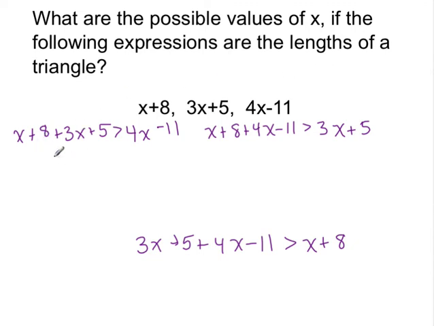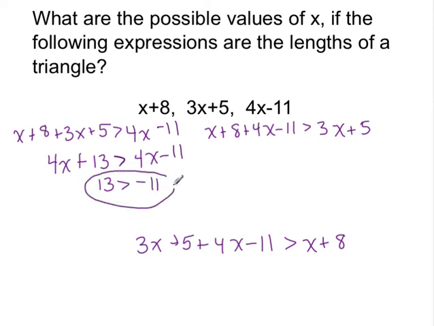So let's combine like terms. 3x plus x is 4x. 8 plus 5 is 13. That has to be bigger than 4x minus 11. I'll subtract 4x from both sides, and I get 13 is greater than negative 11. And thankfully, that is always true. If I had gotten something that was false, then I could not have these expressions form a triangle.